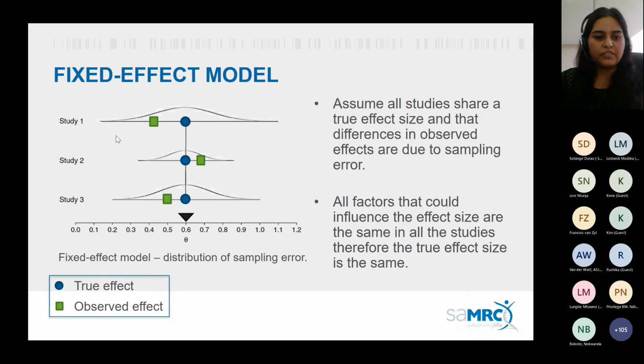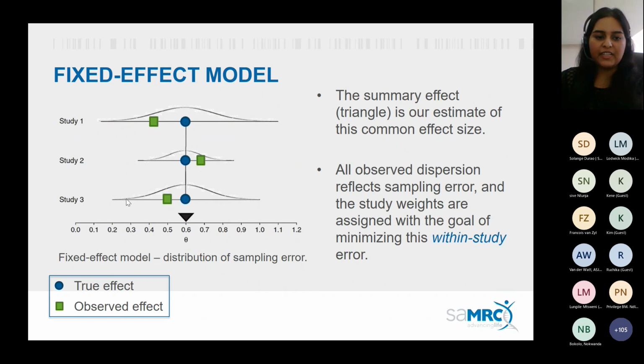So study 1 found an observed effect of 0.4, study 2 found an effect of 0.7, and study 3 found an effect of 0.5. So remember that all of these studies are trying to estimate this true effect. And the only reason they haven't exactly estimated it is because they cannot sample everyone in the population.